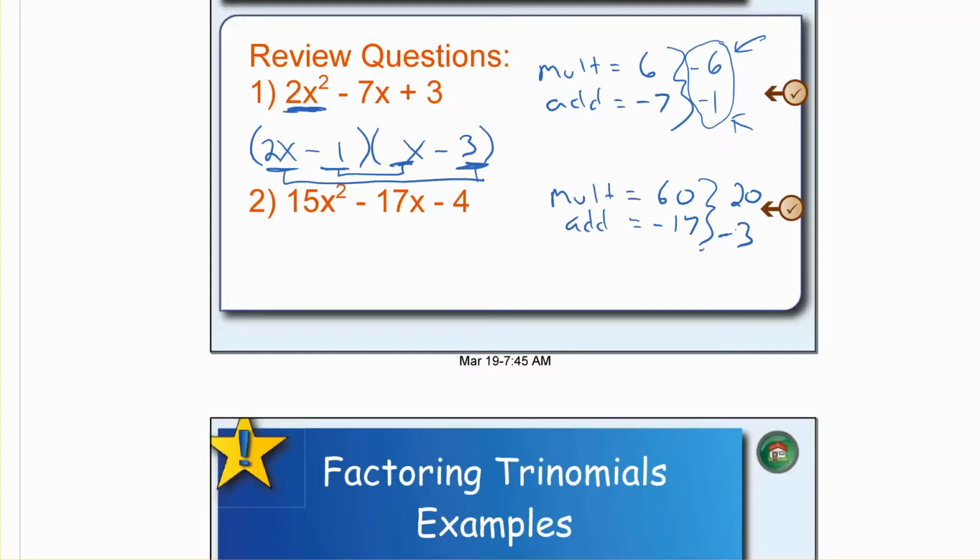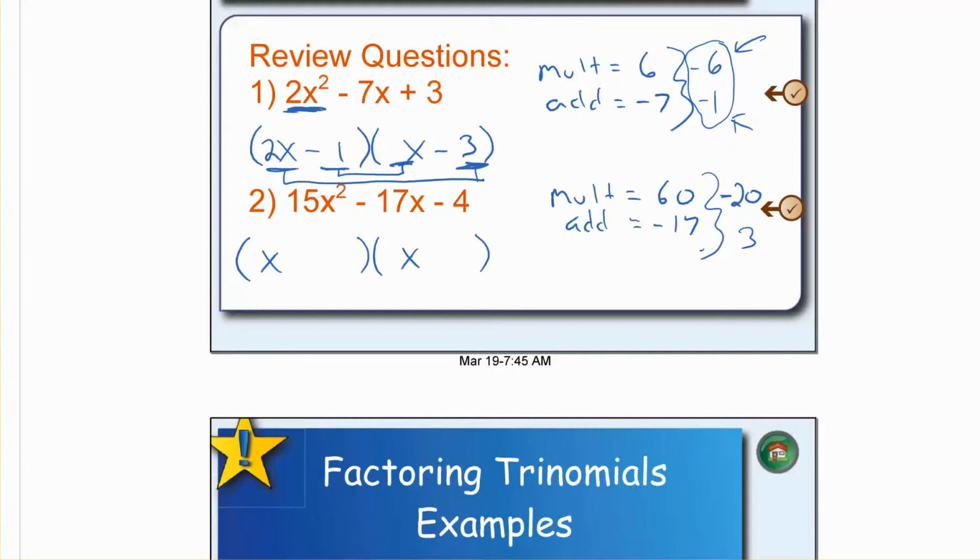All right, so what we're going to do. Oops, and actually, sorry, I made a little mistake there. This should be negative 20. If I wanted this to add to negative 17, it'd be negative 20 and 3. Okay, so what I'm going to do is you'd have an x, you'd have an x again.